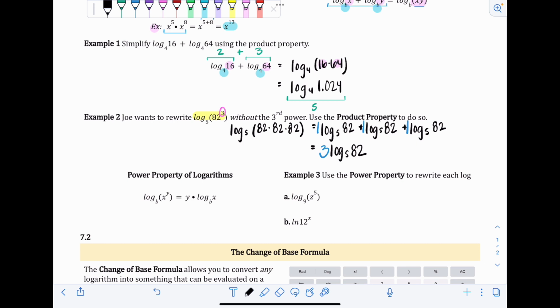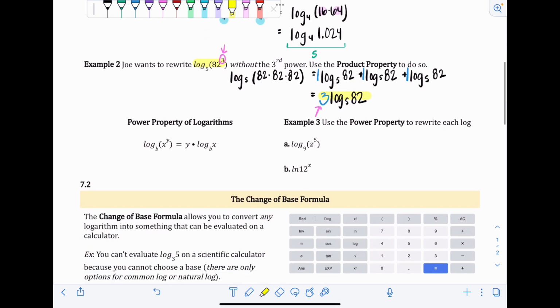And then what this does is it builds into our next property. If you look at the 3 that was an exponent, it ended up being a 3 out in front, and that wasn't a coincidence. There is a power property that tells us that if we have a log that's being raised to an exponent, we can take that exponent and turn it into a coefficient, a number out in front. So log base 5 of 82 to the third power is equivalent to 3 times log base 5 of 82.